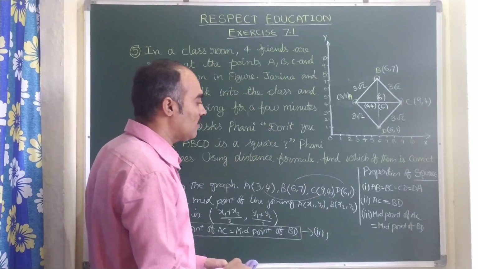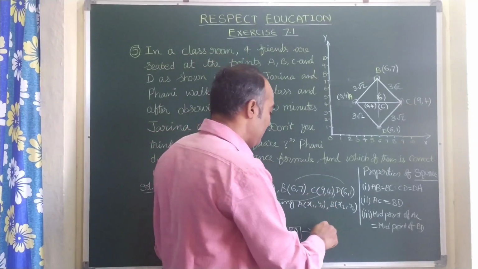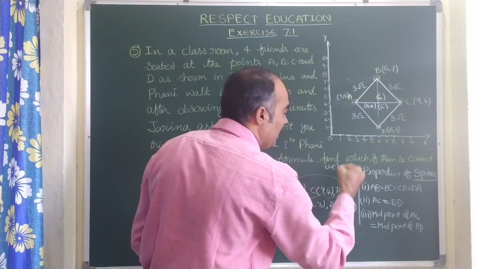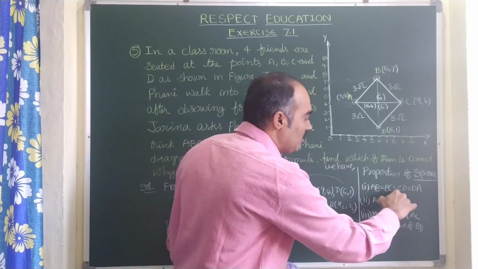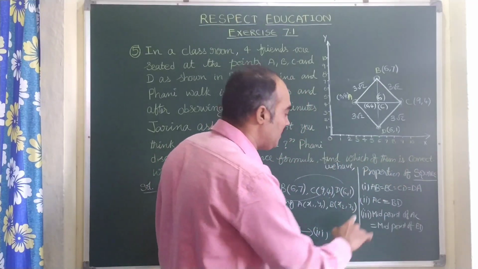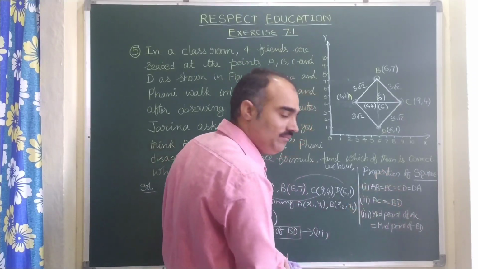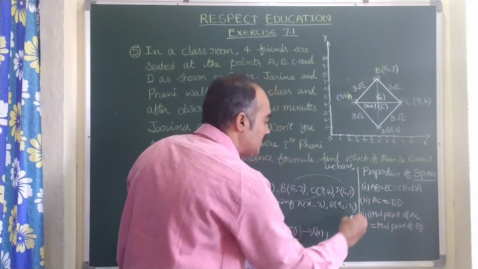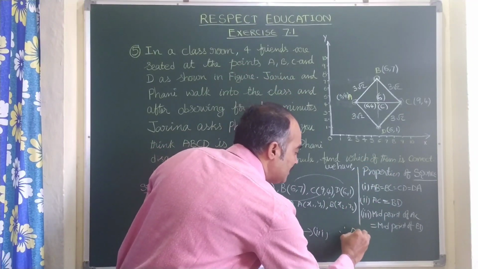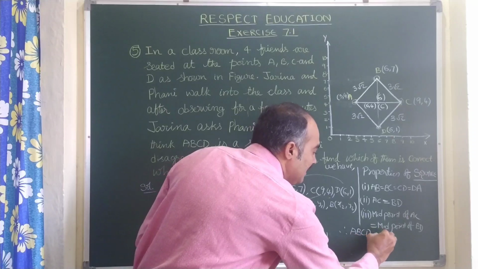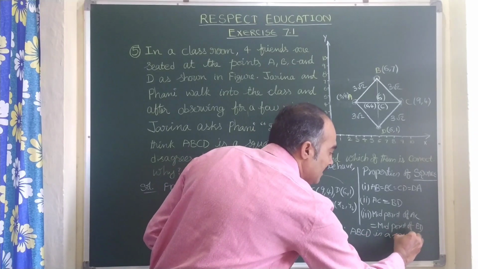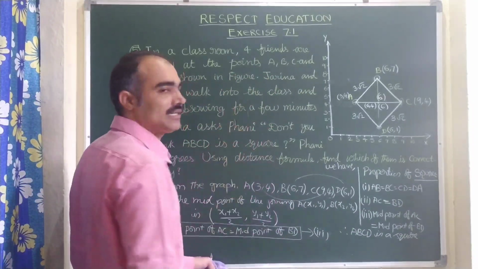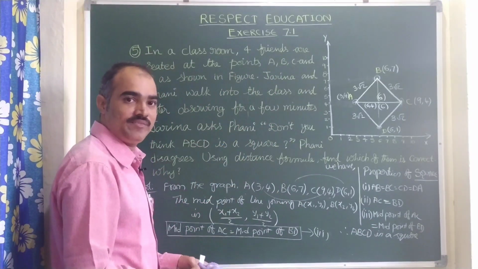So we can conclude that first one, AB equal to BC equal to CD equal to DA, that is satisfied. Second one, AC equal to BD. Third one, midpoint of AC equal to midpoint of BD. So all the conditions are satisfied. Therefore we can say that ABCD is a square. Now the thing is, who is correct, Zarina or Funny?